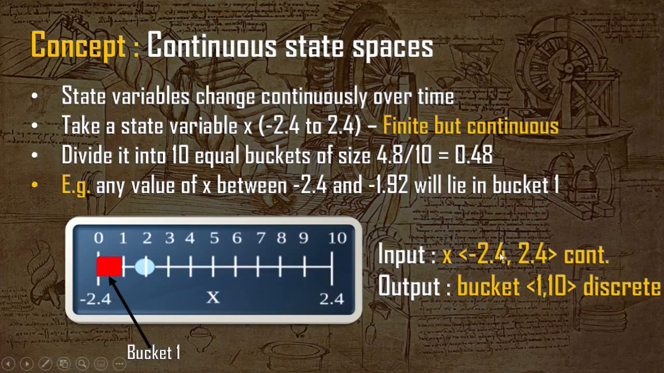So now you can see that the input space, the state space, is not infinite, but it's discrete, in the sense that we have only 10 buckets to represent it. So does it make sense? Does it give an idea of how this could be easier for us?